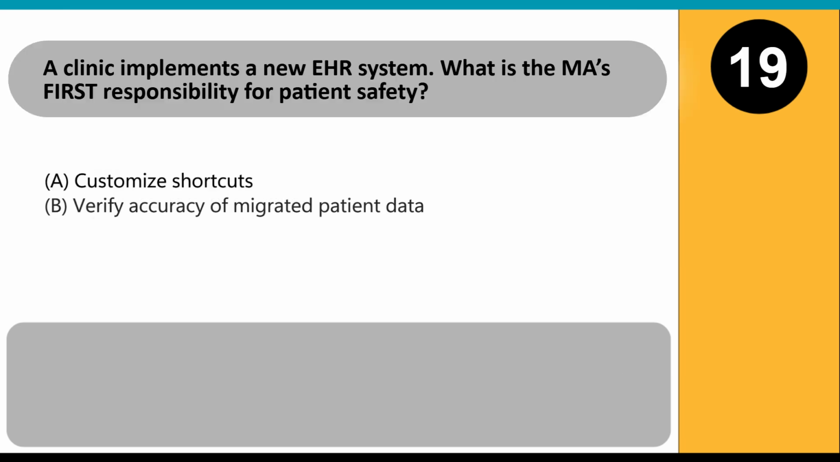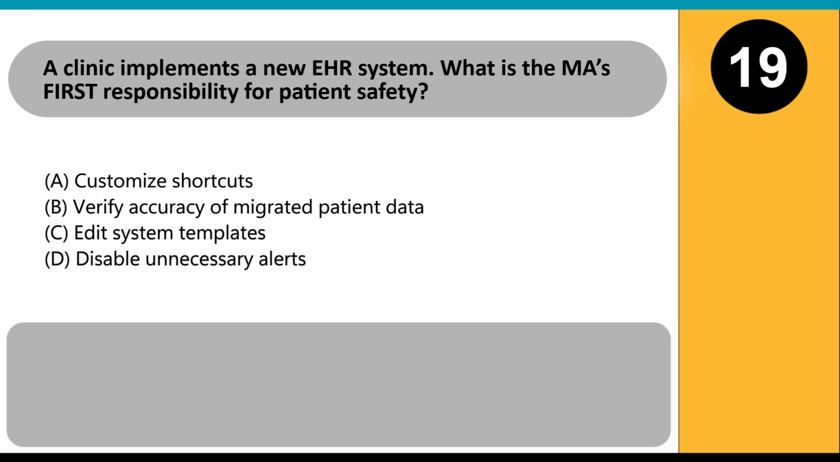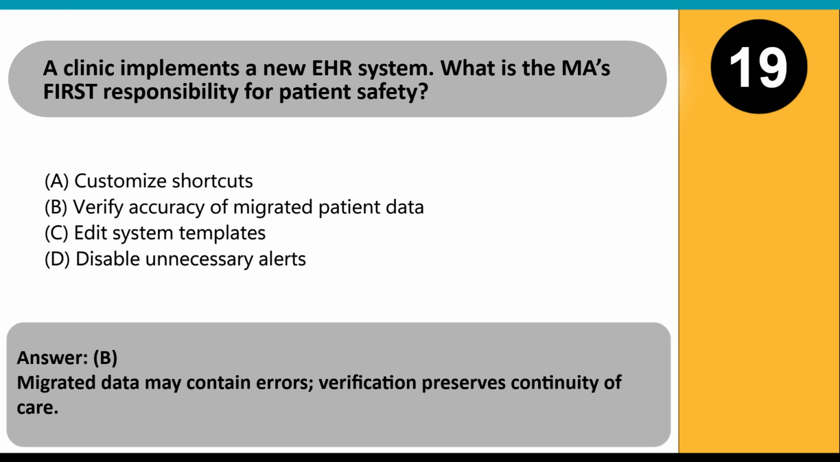A clinic implements a new EHR system. What is the MA's first responsibility for patient safety? A. Customize shortcuts. B. Verify accuracy of migrated patient data. C. Edit system templates. D. Disable unnecessary alerts. Answer B. Migrated data may contain errors. Verification preserves continuity of care.